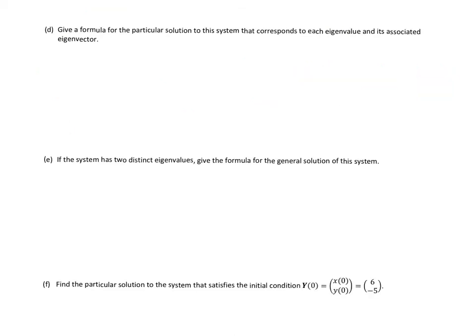Give the formula for the particular solution to this system that corresponds to each eigenvalue and its associated eigenvector. So for every eigenvalue eigenvector pair, we have a solution of the form e to the lambda t times v. So y1 would be e to the 3t times the associated eigenvector, which was 1, 0. And y2 would be e to the negative 2t times the associated eigenvector, which is 2, negative 5. There we go. There's our two particular solutions.